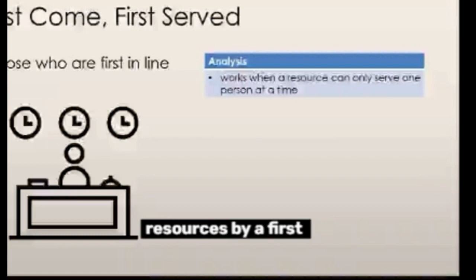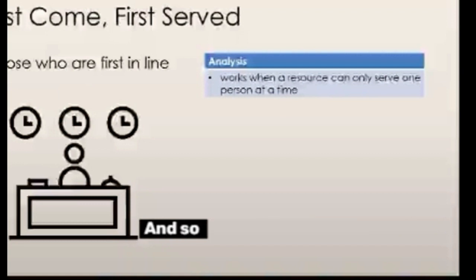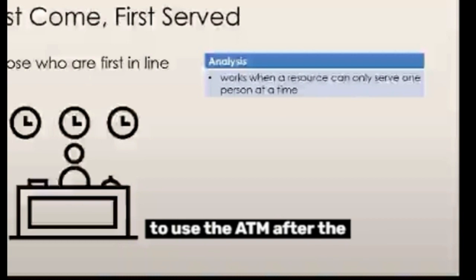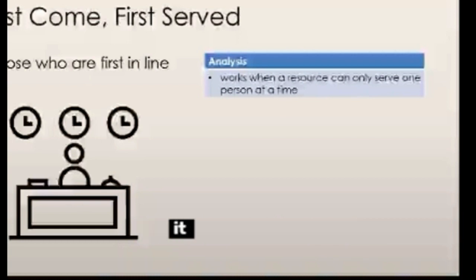Allocating resources by a first-come, first-served method works when a resource can only serve one person at a time. Think about a bank ATM. You can only have one person using an ATM at one time, and so a line forms where the next person in line gets to use the ATM after the first person is done using it.